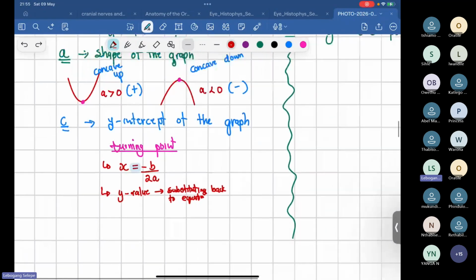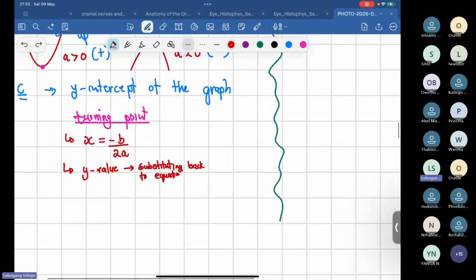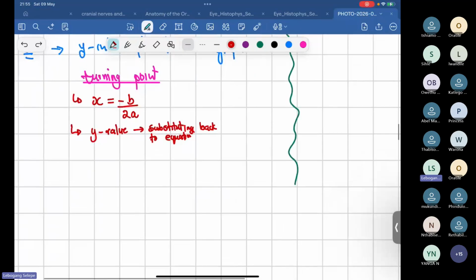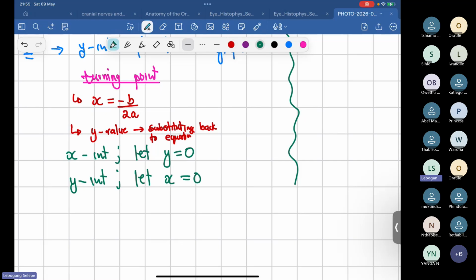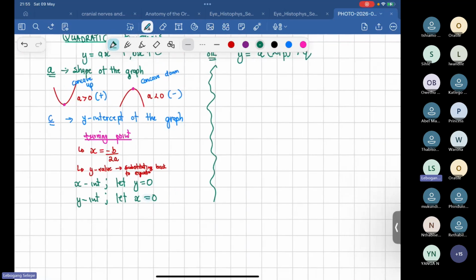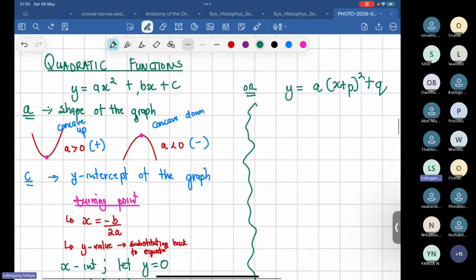Now, what else do you want to talk about? If you want to find the x-intercept, it's the same method. Similarly, if you want to find the y-intercept, you let x equal 0. That's basically that. So those are the parameters on a quadratic function that you need to understand if you are given it in this form.